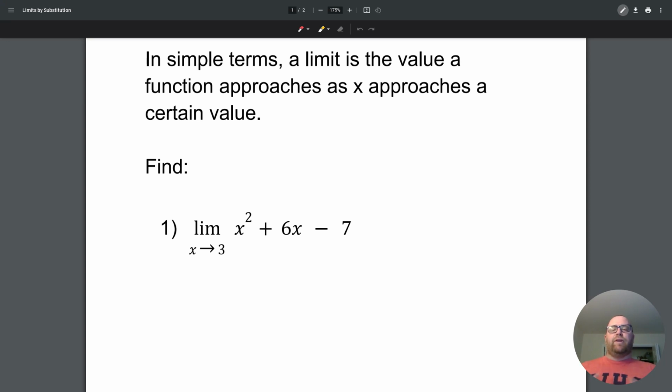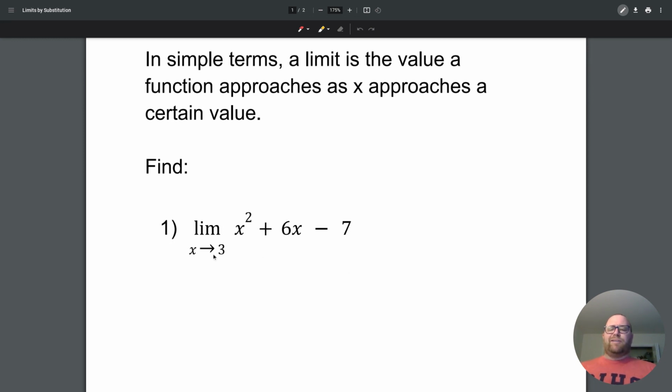In this video, we're going to evaluate limits using substitution. So a limit is a value a function approaches as x approaches a certain value. So we're going to find that out through substitution, which you can do in a lot of cases. And I'm also going to talk about some cases where you can't use substitution. Let's look at this first one.